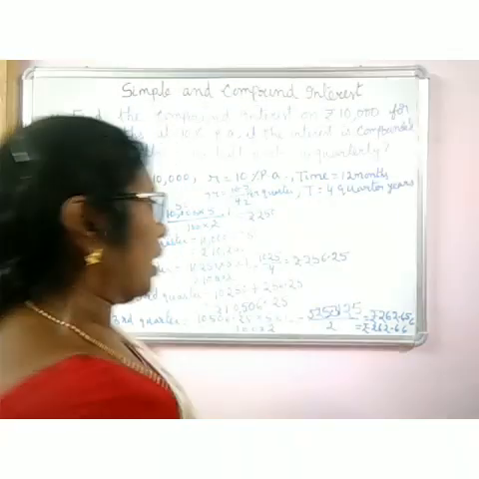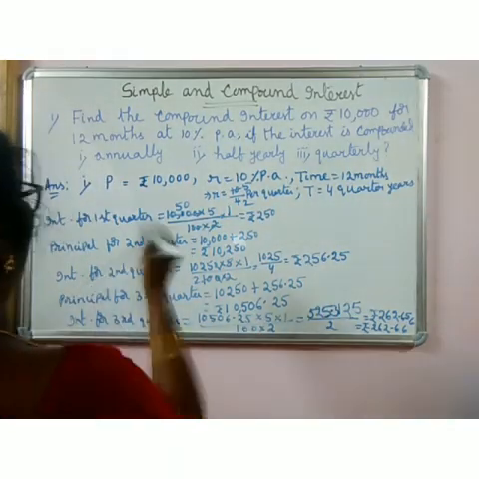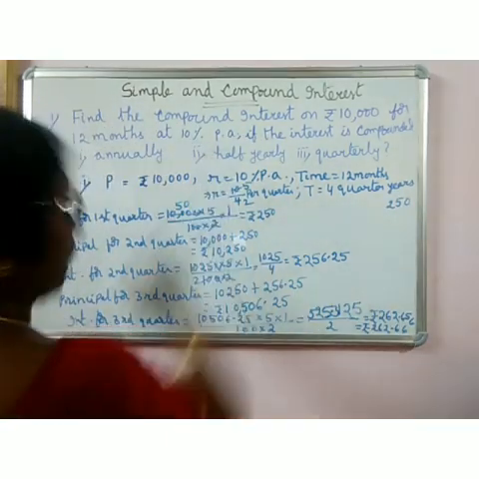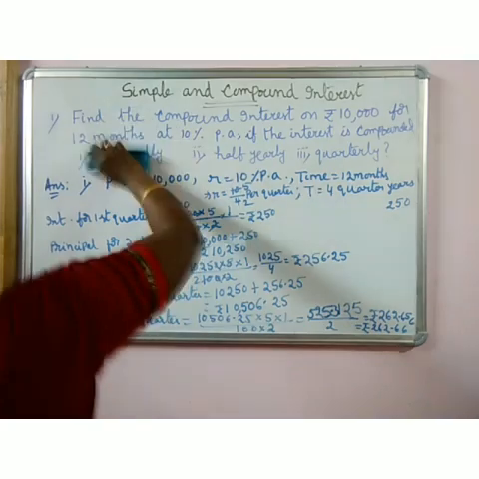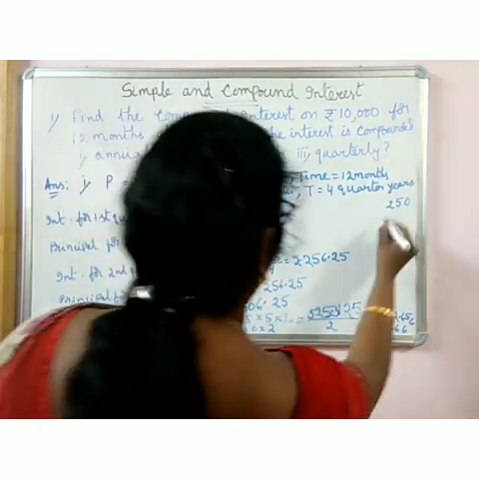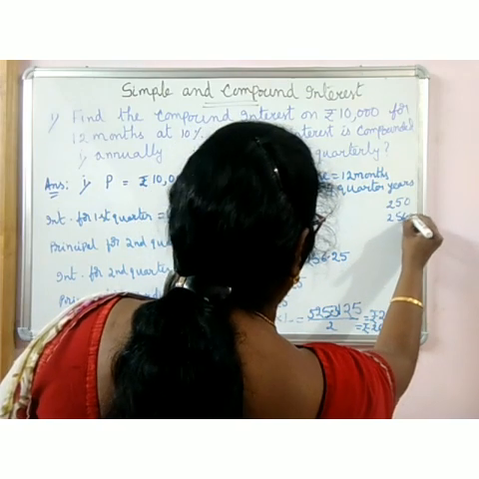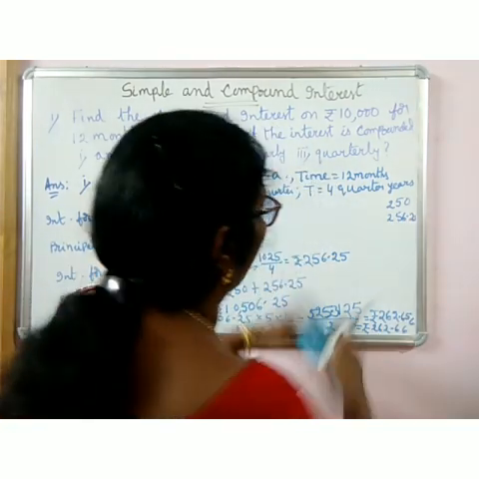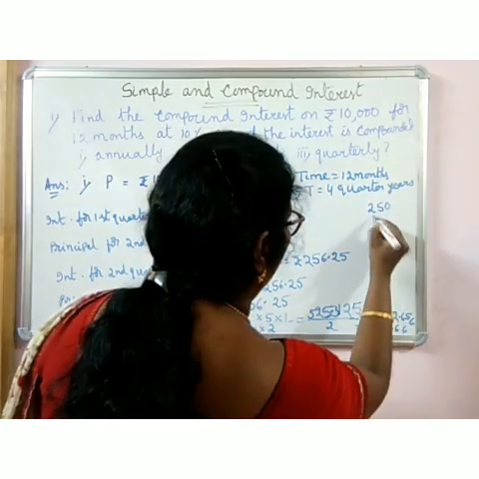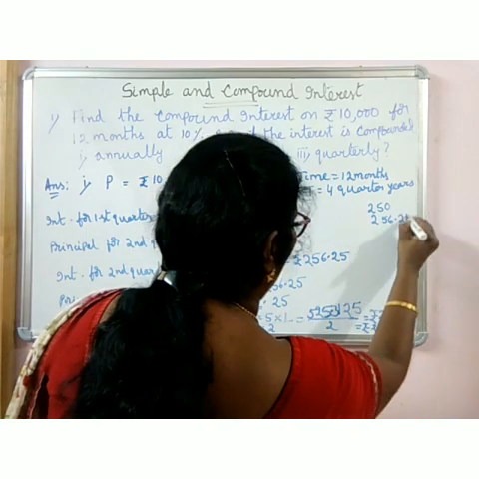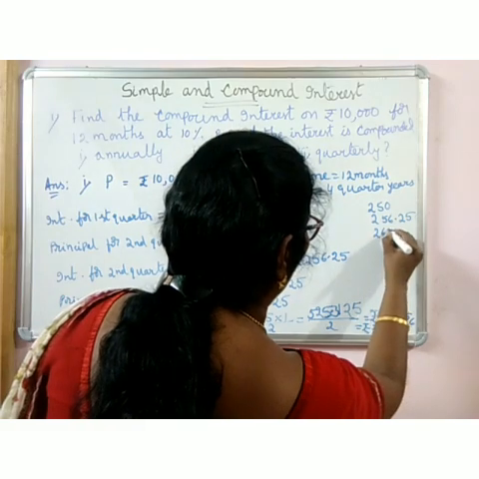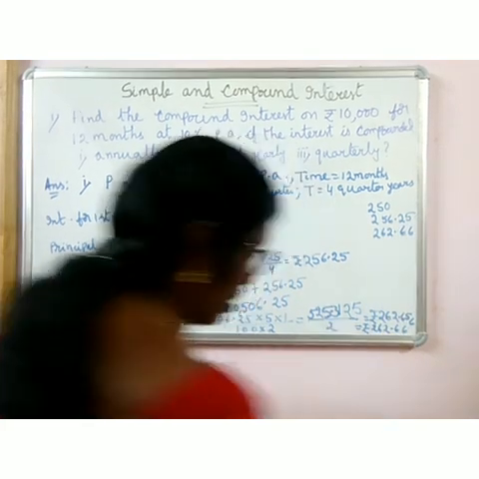So interest for the third quarter is 262.66 rupees. Okay. Now let us remove this. Interest for the first quarter is 250. I am keeping it here because there is no space. Interest for the second quarter is 256.25. Interest for the first quarter is 250, second quarter is 256.25, and interest for the third quarter is 262.66. Okay.